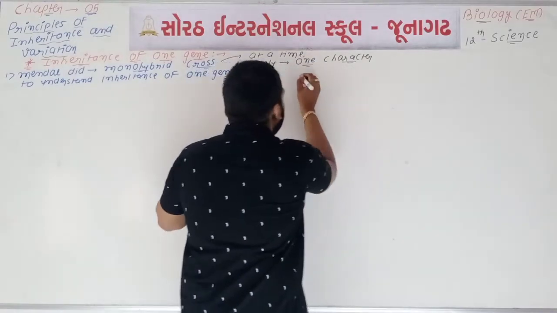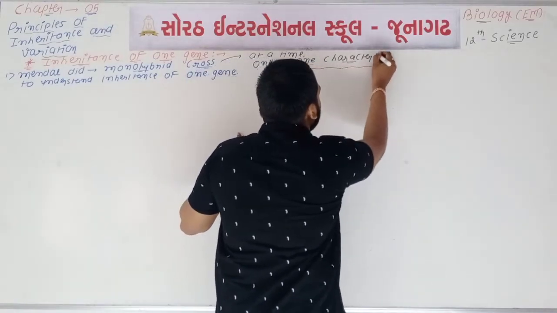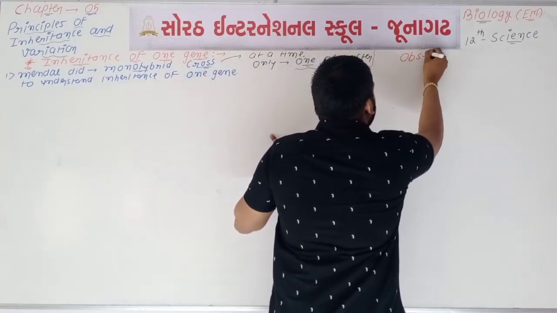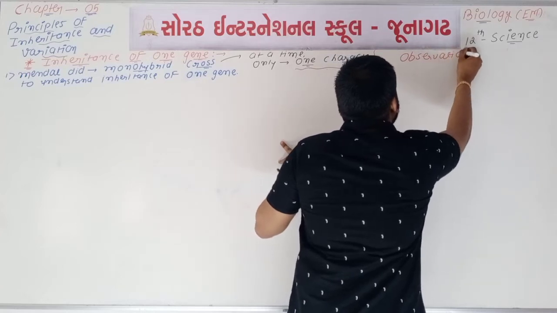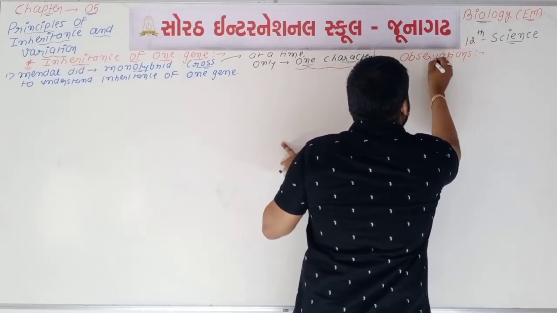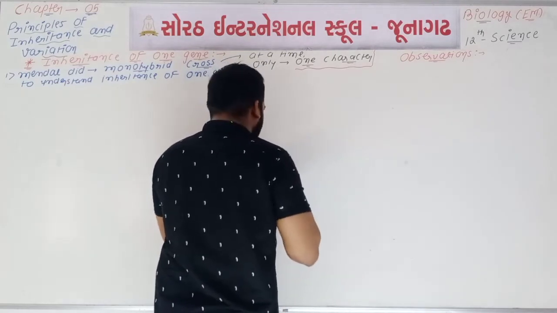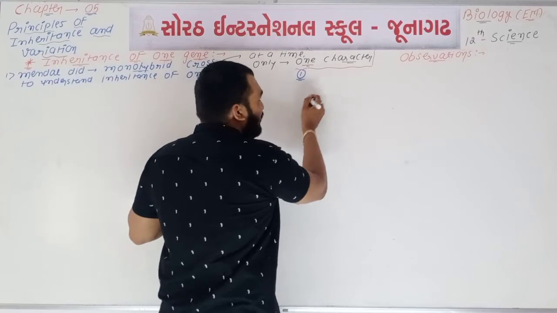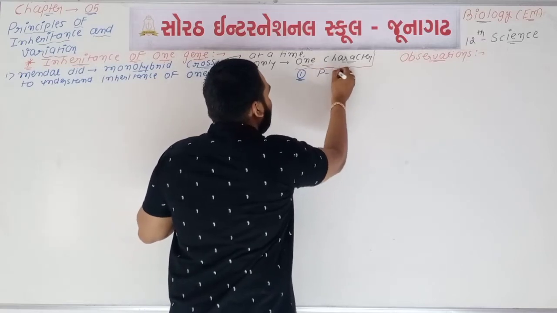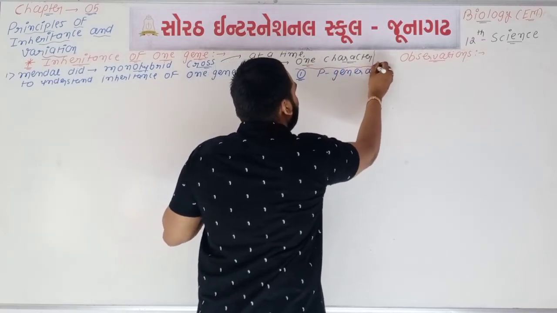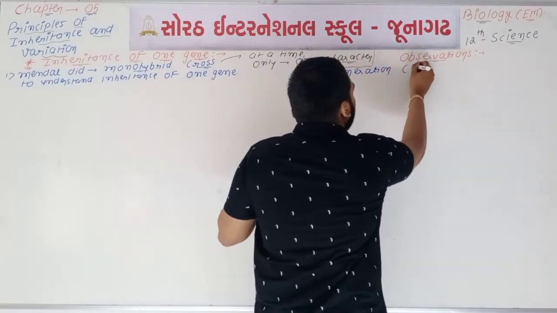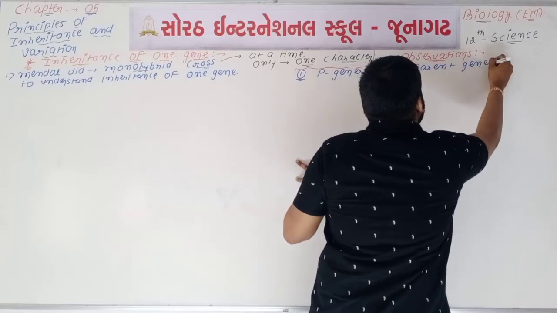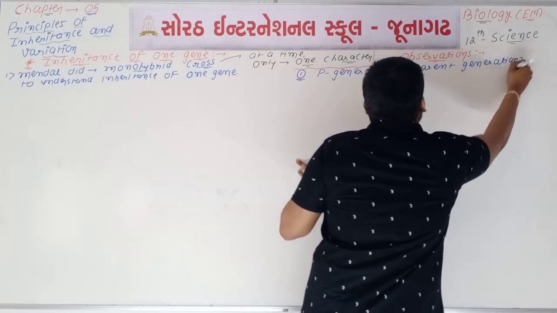Here we will write different observations during the monohybrid cross. The first point in the monohybrid cross is the P generation. What is the meaning of P generation? P generation means parent generation.